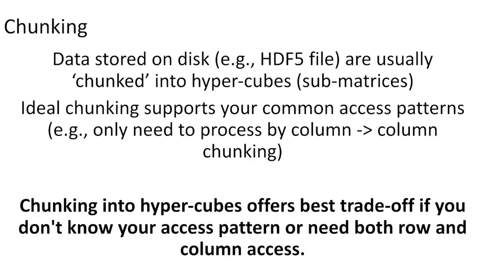Data stored on disk, such as in an HDF5 file, are usually chunked into hypercubes or submatrices. Chunking refers to how the data are physically stored on disk. For example, data could be chunked on disk by column, much as an R array is ordered by column. The ideal chunking supports whatever common access patterns you need to make of your data. For example, if you know you only need to process your data by column, then column chunking should give you the optimal performance. Generally, you don't know what access patterns you might need, or you need a combination of both row and column access. In this case, the default option of using hypercubes for the chunking generally offers the best trade-off.